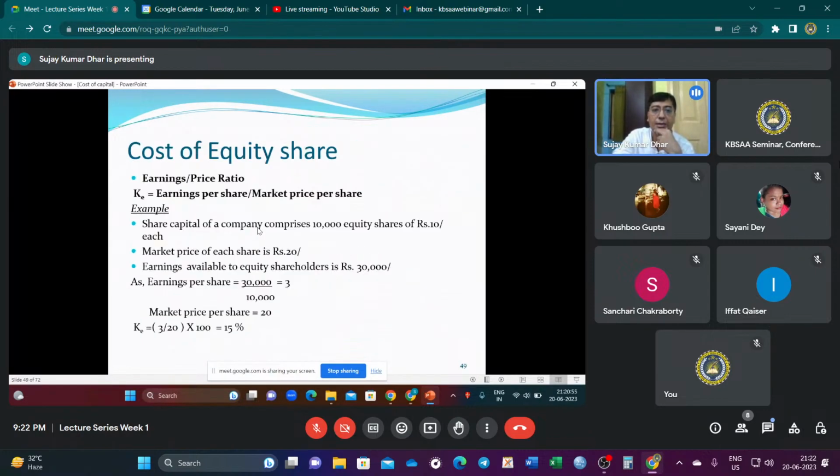Now earnings price ratio. What is it? Earnings per share divided by market price per share. This is another method of calculating cost of equity. Let's take one example. Share capital of a company comprises 10,000 equity shares of 10 rupees each. Market price of each share is rupees 20. Earnings available to equity shareholder is 30,000. So earnings per share is how much? Earning divided by number of outstanding shares, 30,000 by 10,000, that is 3. Market price per share is 20. So 3 by 20, 15%.